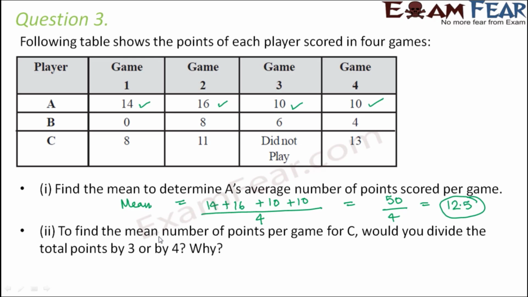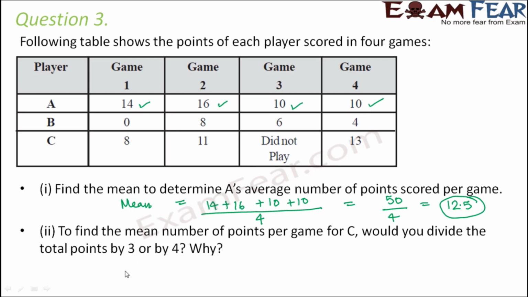Now to find the mean number of points per game for C, would you divide the total points by 3 or by 4? For C. Okay. So in case of C, how is the thing different? Now in case of C, if you look at it, he did not play in game 3. So he actually did not play in all the 4 games. So how many games did he play? He played only in 3 games.